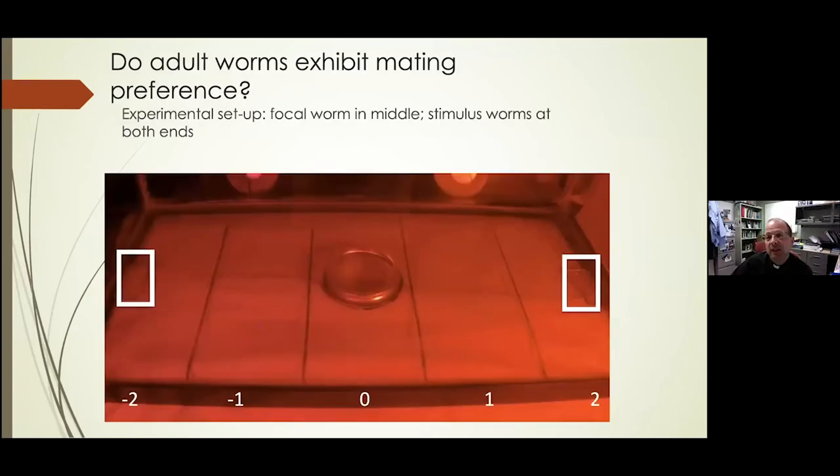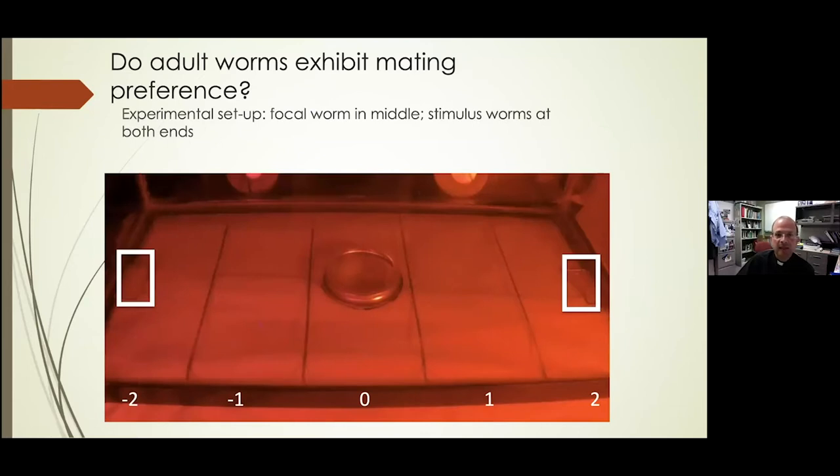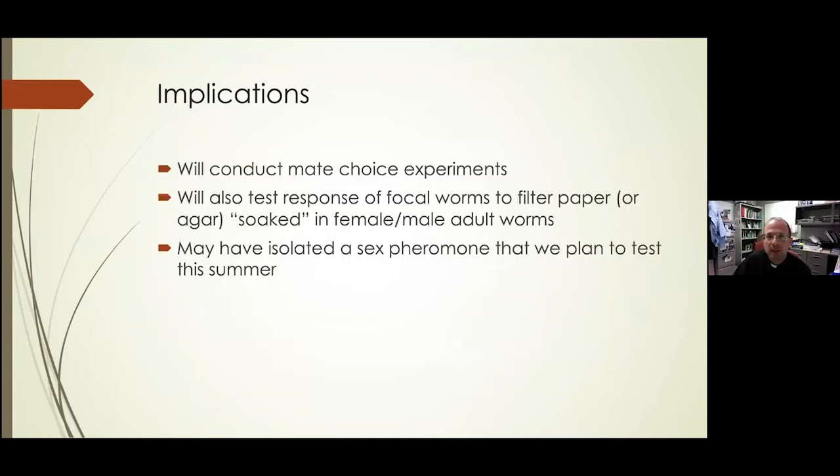We're also going to look at mating preference. So we'll have a worm in the middle of the aquarium, and then place stimulus worms at each end, lift up the glass and see where that focal worm in the middle goes. Does it prefer one worm over the other? So we can look at mating preference, and different types of things along those lines.